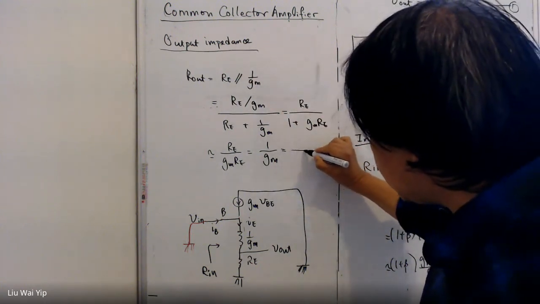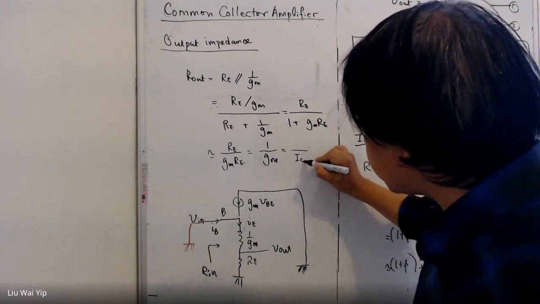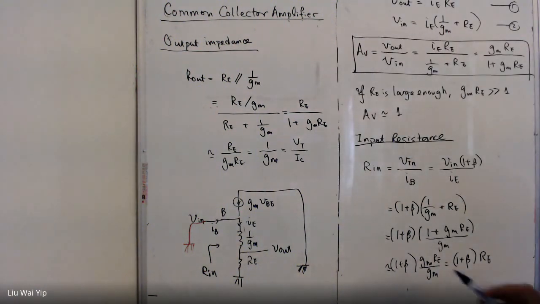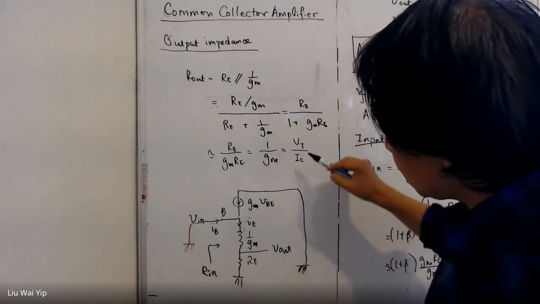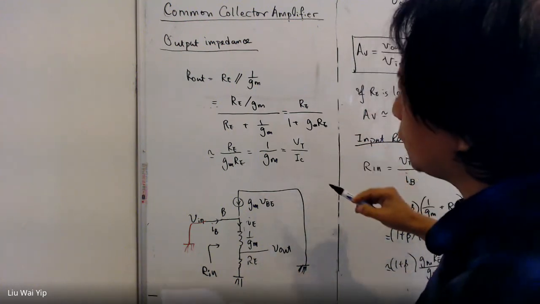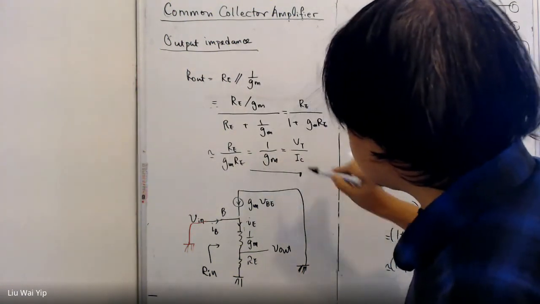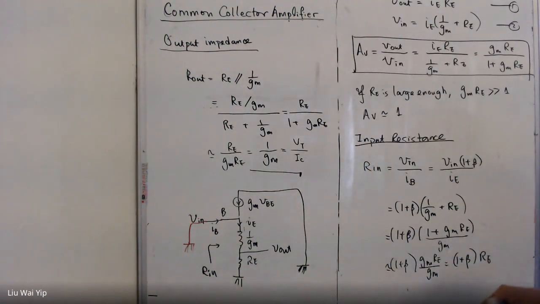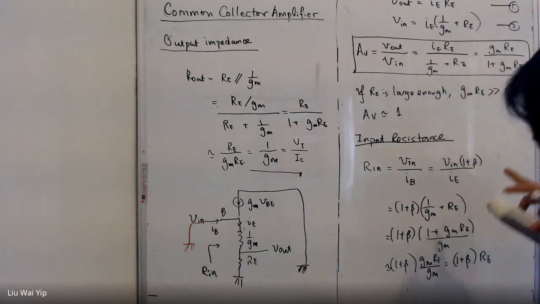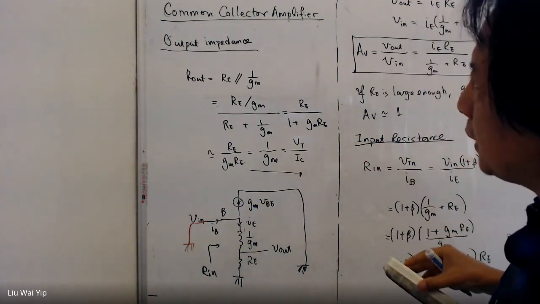We want the output resistance to be low. Then we want to have a large collector current in the biasing. So we want to have large biasing collector current. So now everything is resolved. So the characteristic of this voltage follower is it has high input impedance and low output impedance.